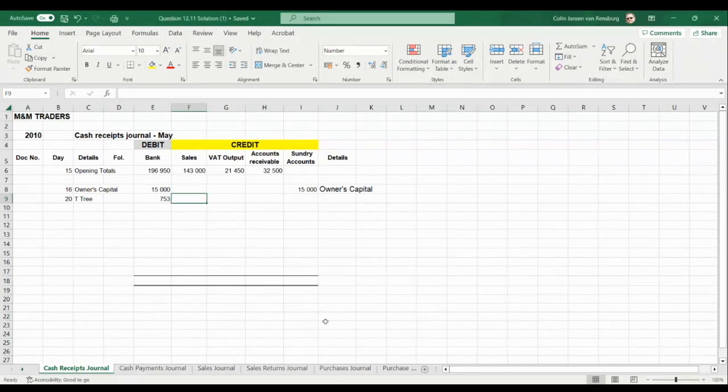So let us complete that. We've said there is no value added tax there. It doesn't involve any sundry accounts. It does involve our accounts receivable. Right, so there we go. Have I got my autosave on? Yes.